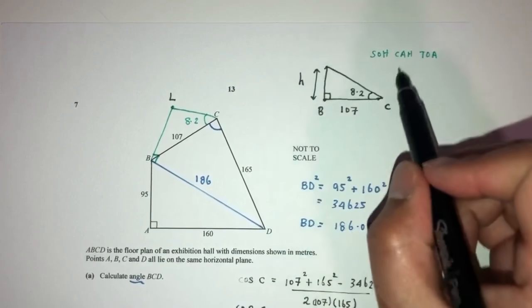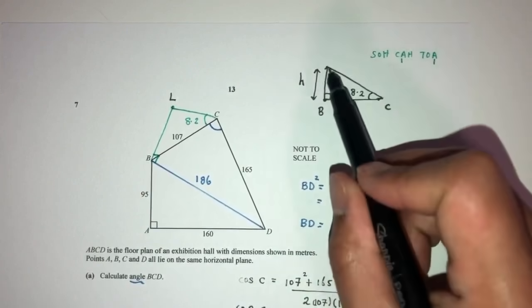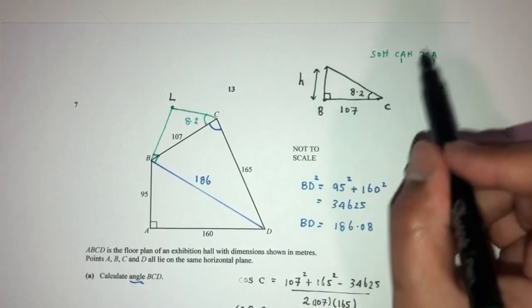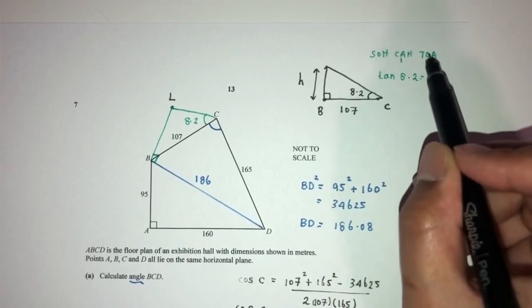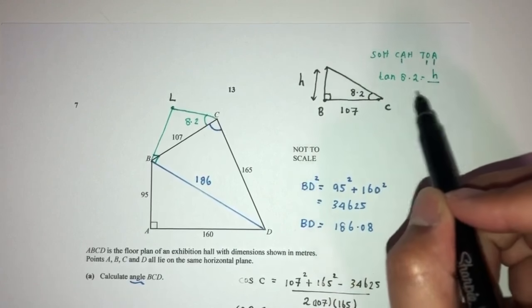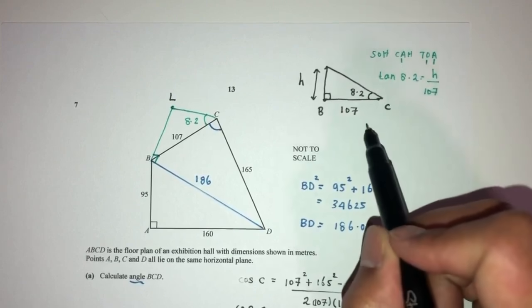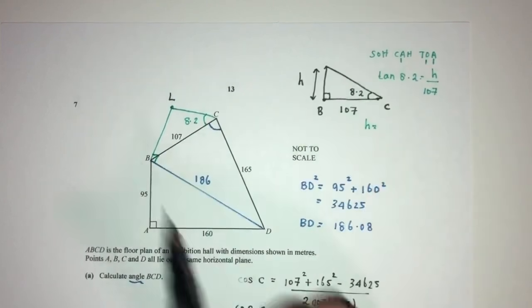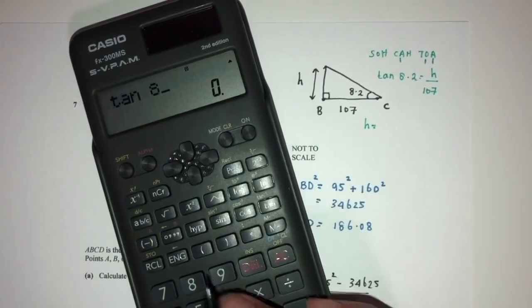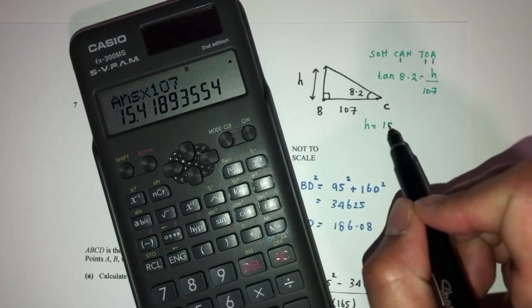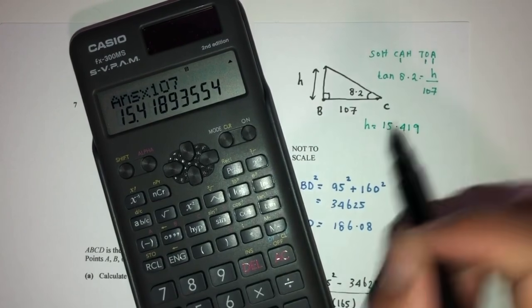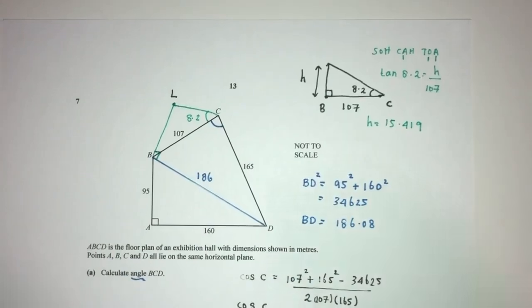We know the adjacent side, and we're trying to find the opposite side. So that will be using tan. Tan of 8.2 is equal to the opposite side, which is h, over 107. So the height, that is the vertical length, will be tan of 8.2 times 107. That will be 15.419. Now using that value, we can find the elevation.